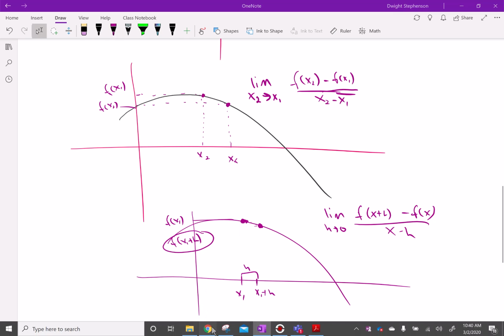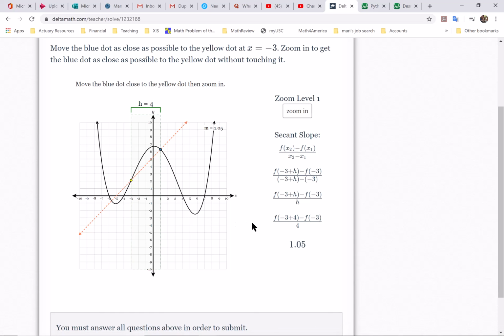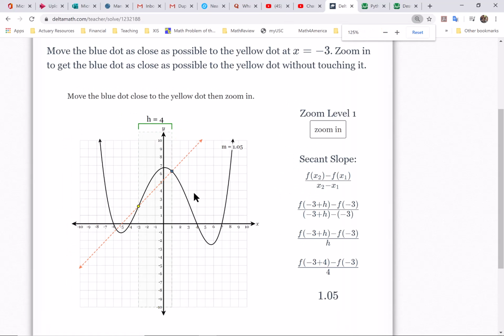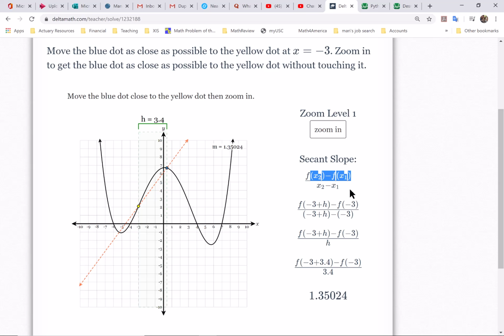All right, so to look at an example of this, this is one of the things you're going to be doing on Desmos or Delta Math just to practice. We have our graph here. We want to move the blue dot as close to the yellow dot at -3 as we can. It's going to show you the secant slope, which is what we've been talking about. This h value is the distance between these two points on the x-axis, represented by this green. The number down here represents that formula I just talked about, f of x2, where x2 is basically x1 plus a little bit, x1 is here plus however much that h value is.